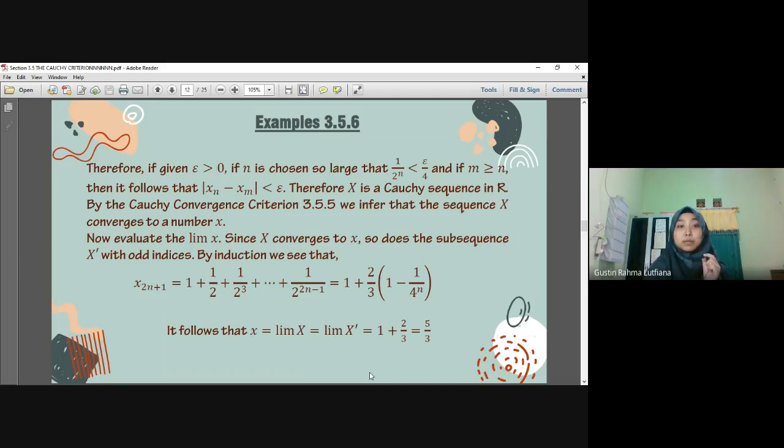Now, we evaluate the limit of x. Since x converges to x, so does the subsequence x' with odd indices. By induction, we can see that x2n+1 is equal to 1 + 1/2 + 1/2^3 + ... + 1/2^(2n-1), and it is equal to 1 + 2/3 multiplied by (1 - 1/4^n). It follows that x is equal to the limit of the sequence x, which is equal to the limit of the subsequence x', which is 1 + 2/3, and the final result is 5/3.